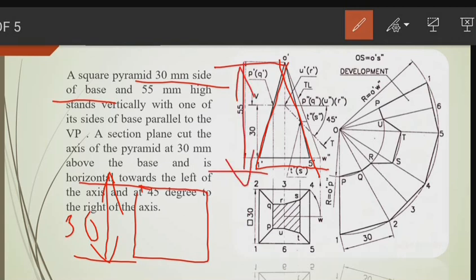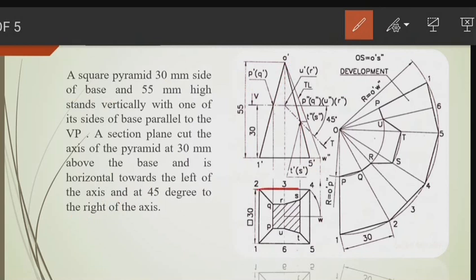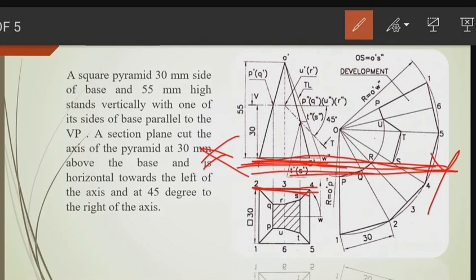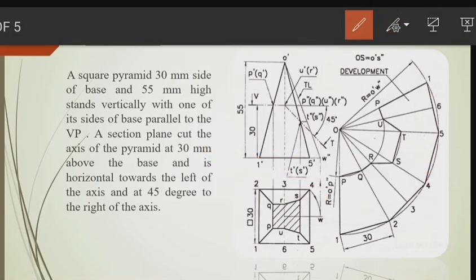Okay, now it stands with one of the sides of the base parallel to VP. Now you can see that one of the sides is this one. This side is parallel to VP. So if you draw an XY line, this is the XY line, this is VP. One of the sides is parallel to our vertical plane. Now its position is clearly given, so we will draw a square of the base.